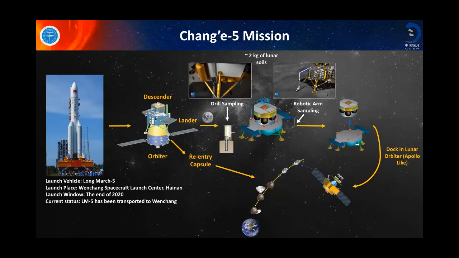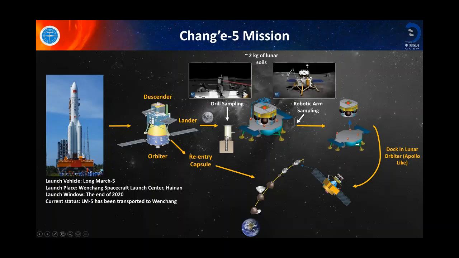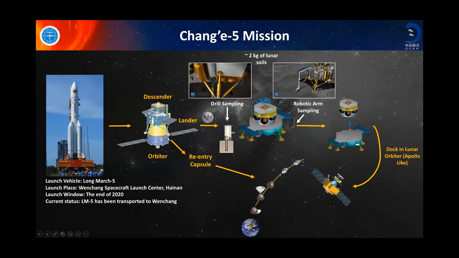The Chang'e-5 mission is composed of 3 components: a descender, a lander, and an orbiter. After landing on the moon, the sample will be collected both by drilling and by a robotic arm. The drill core is around 2 meters in length. And I don't know what the mass of the robotic arm sampling is. After drilling and robotic arm sampling, the samples will be sealed on the moon and then transported back to the Earth.